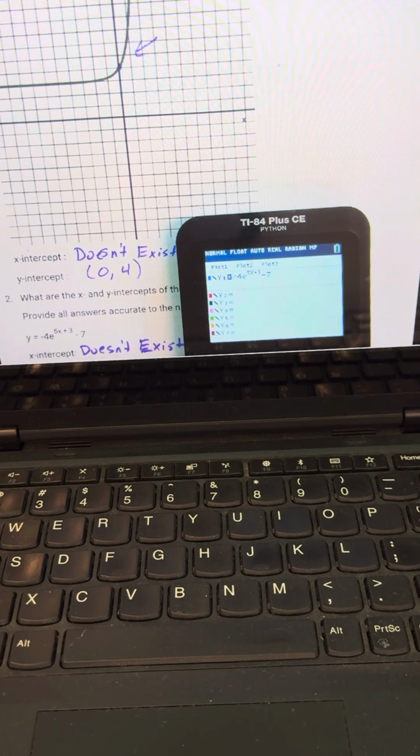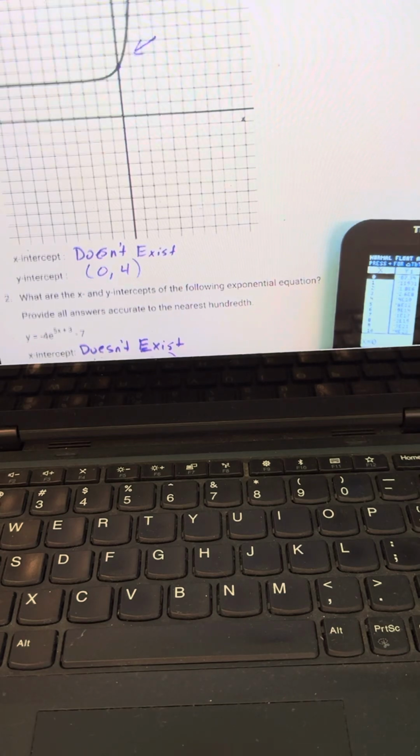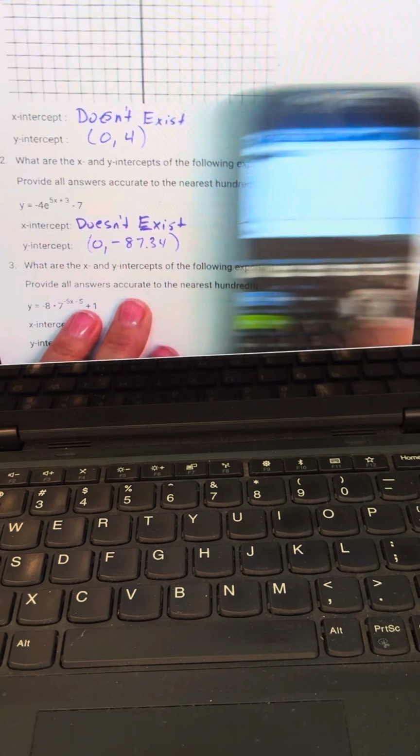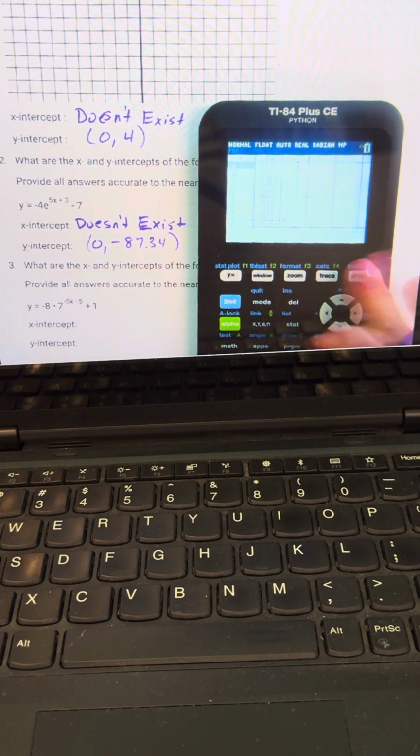Okay. So the y-intercept is when x is 0. So I'm going to go second table. And when x is 0, very good, I got the right answer. Y is negative 87.34. So 0, comma, negative 87.34, and then put parentheses around it because it's an ordered pair. So I graphed it and saw it doesn't have an x-intercept, and then looked when x equals 0.